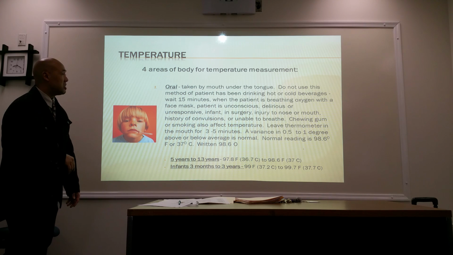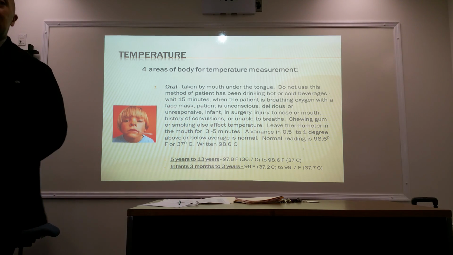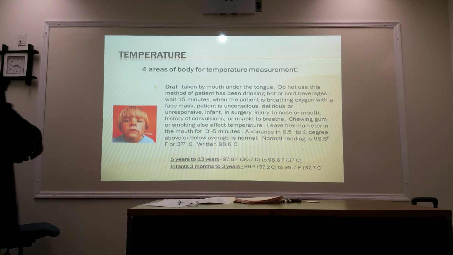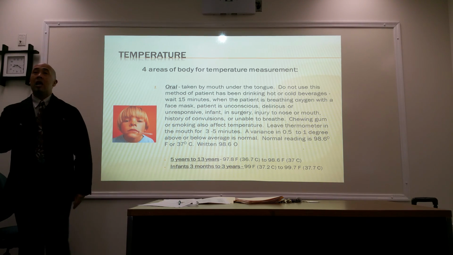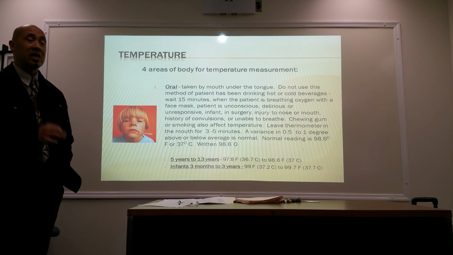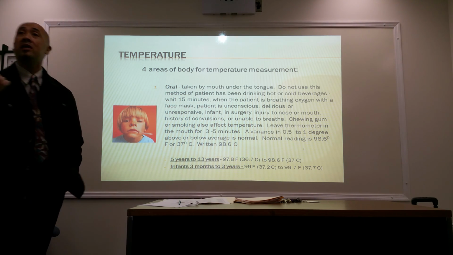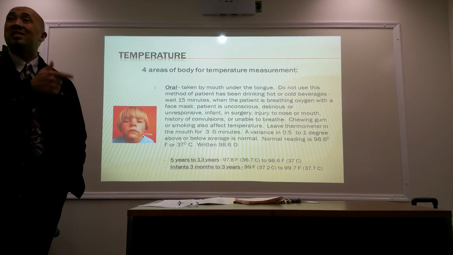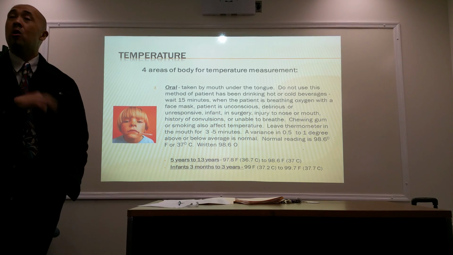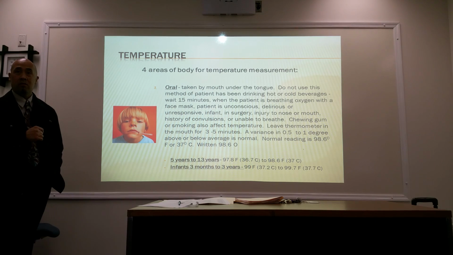So a variance of 0.5 to 1 degree above or below average is normal. So we can have variances. The normal reading orally is 98.6 degrees Fahrenheit, or 37 degrees Celsius. Now, when noting temperature, you not only note the temperature, but you also have to note where it was taken. So it is written 98.6 degrees, O for oral, or 37 degrees Celsius, O for oral.